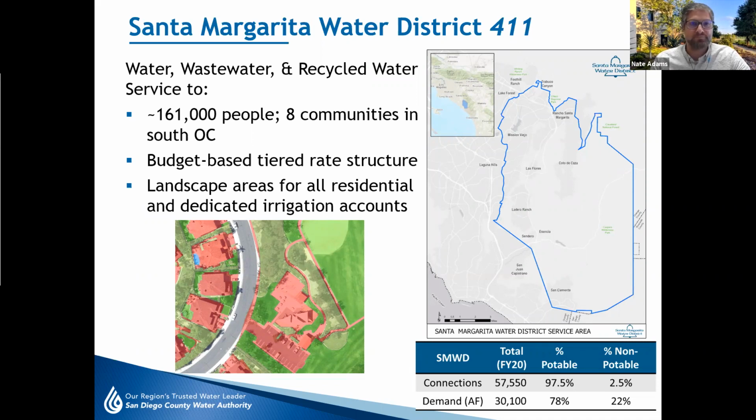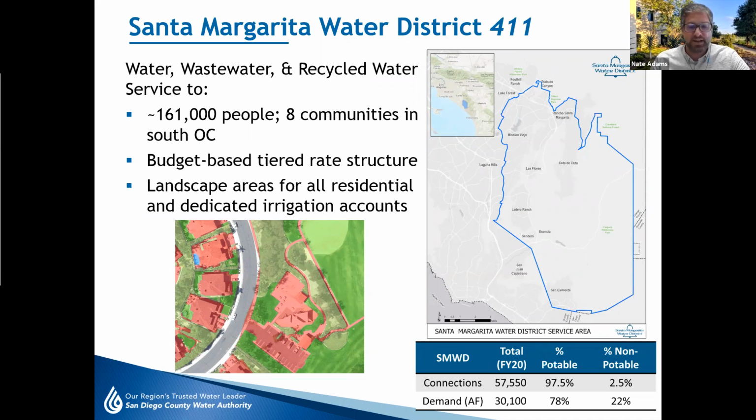In total, we have just short of 60,000 connections. Our supply is very much reliant on Metropolitan for imported water. But that said, almost 25% of our total supply is recycled water. And of course, that's for our shared common areas, landscaping, parks, medians, etc.